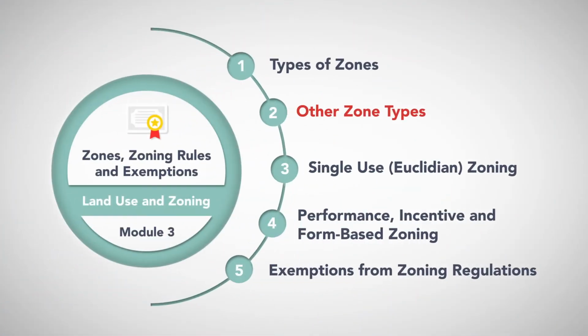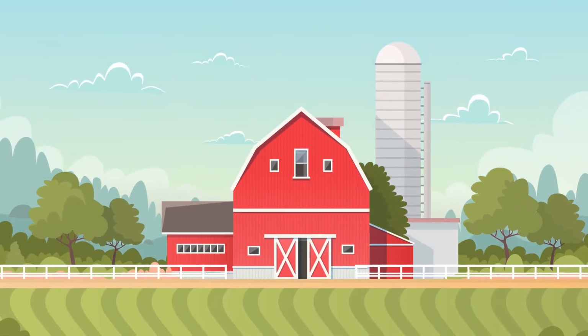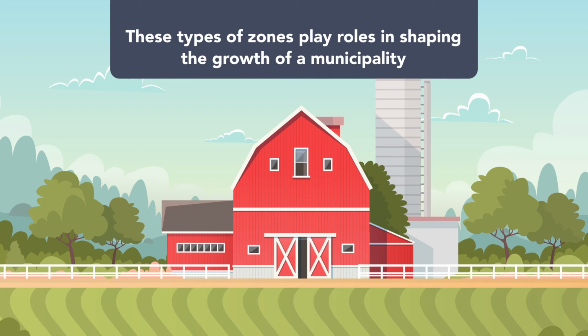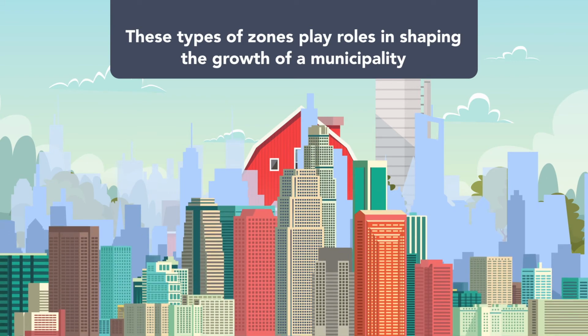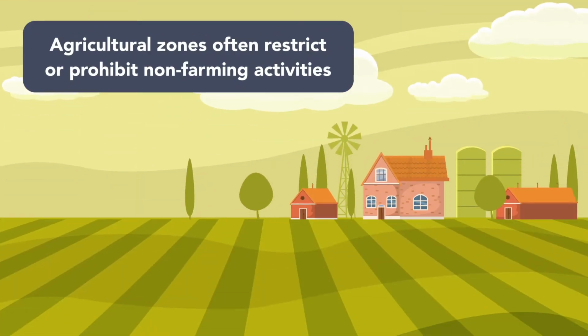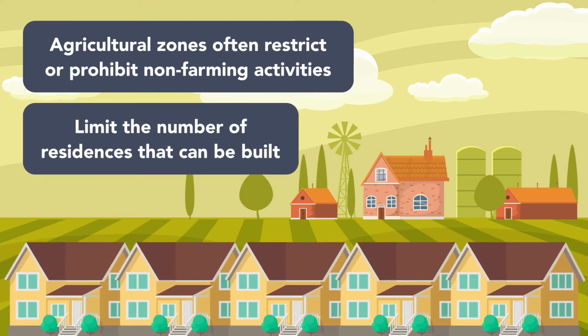Other zone types. Although agricultural and rural land uses may seem inconsistent with urban planning, these types of zones play roles in shaping the growth of a municipality by protecting productive agricultural lands and ranges from urban sprawl as the town or city expands. Agricultural zones often restrict or prohibit non-farming activities and limit the number of residences that can be built.